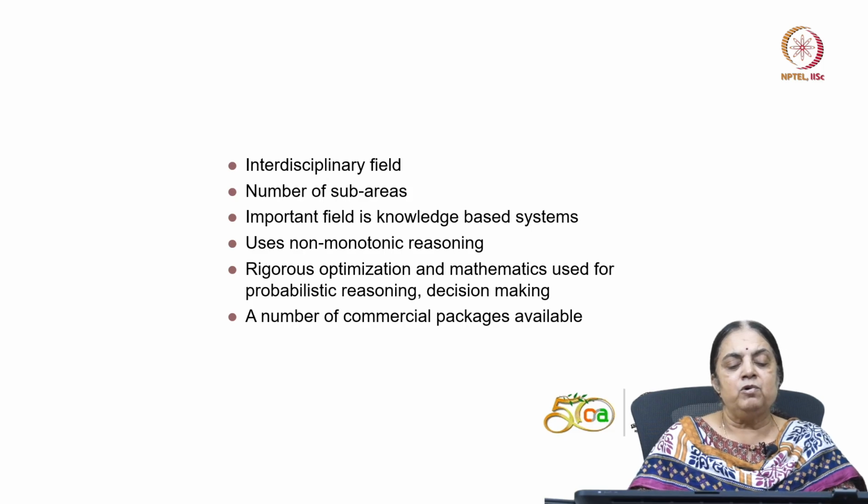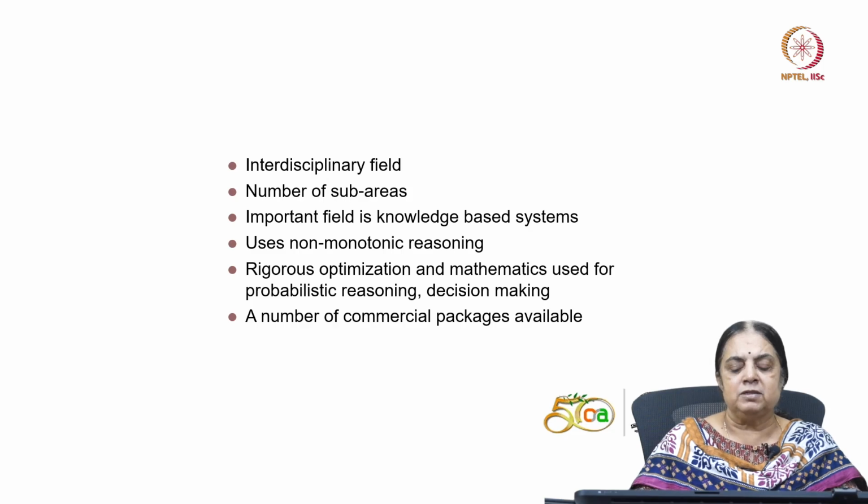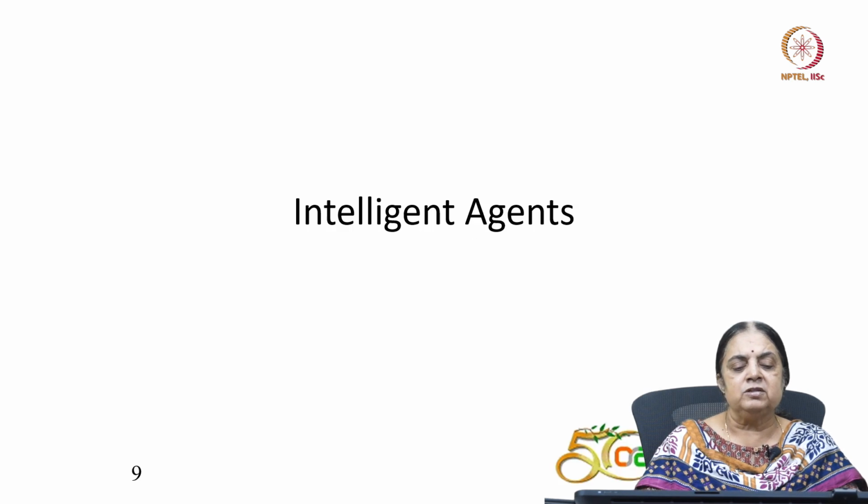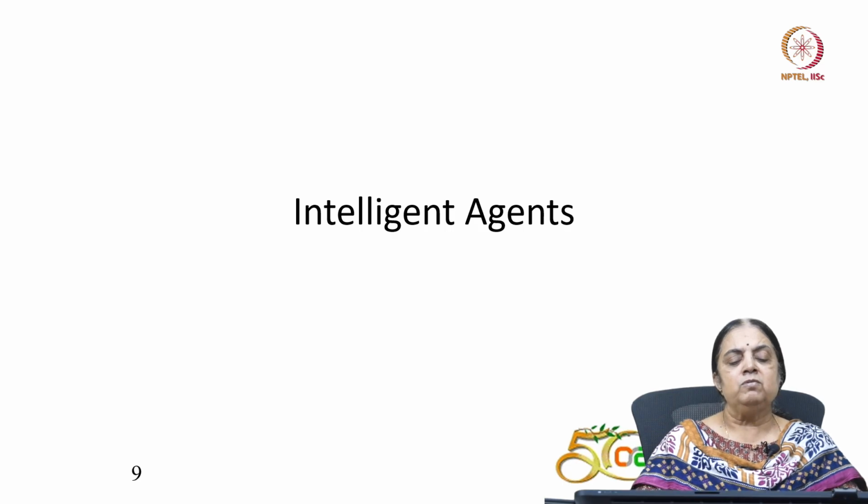And it's very important, as a knowledge-based system, the way you store knowledge and make use of knowledge. It uses non-monotonic reasoning, and you have a number of commercial packages available, basically. So that gives a little bit of some introduction to artificial intelligence, and we'll continue now with what are called intelligent agents.